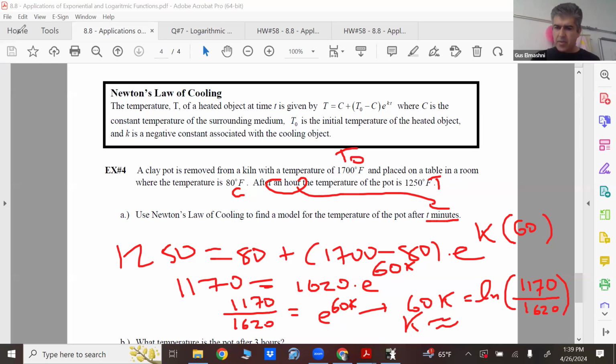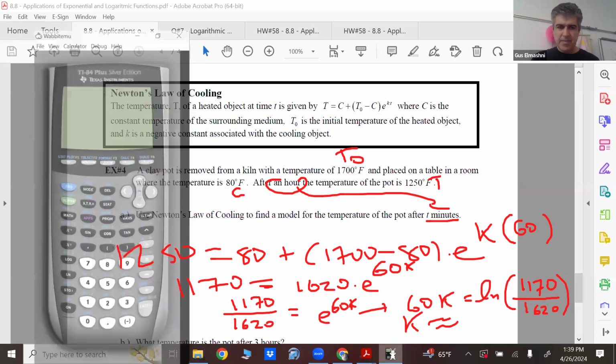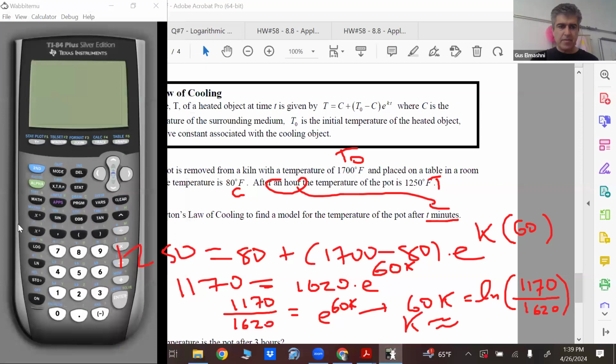So let's do this in the calculator. We got to do ln of all that junk divided by 60. ln of all that junk. Yeah, it's kind of a small number. Negative 0.00542, I'll say. And again, you don't want to round it too soon because it's going to really throw our answers off a little bit. So store as alpha A.